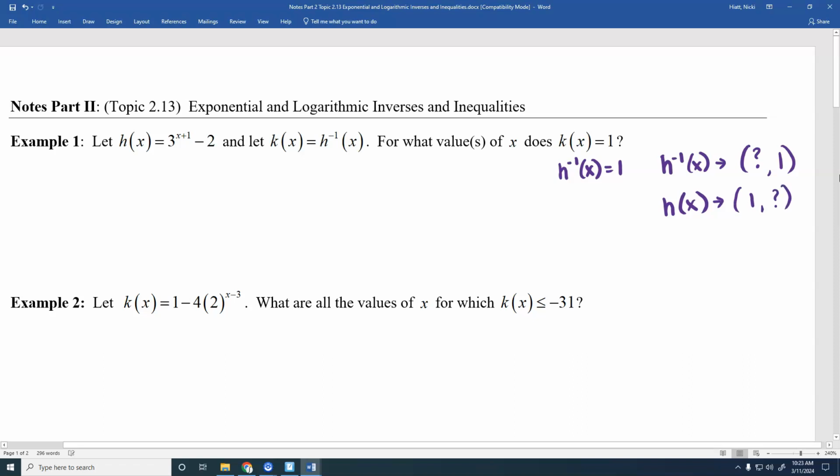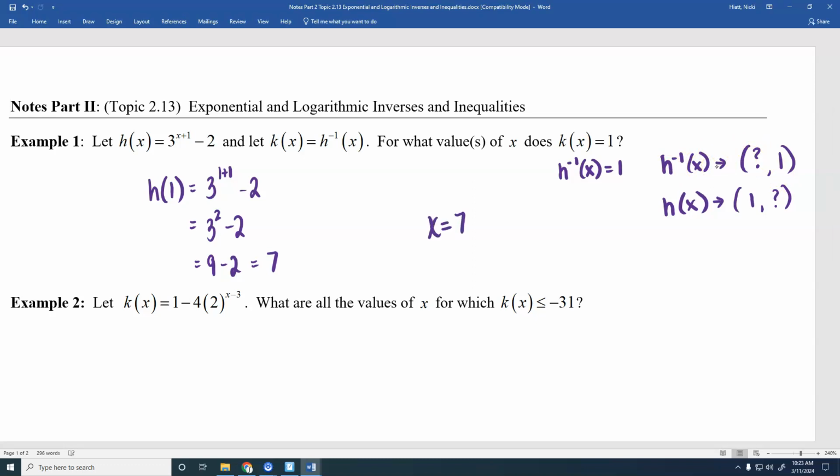1, question mark. So to find this value, the quickest way is just to plug 1 into the original equation. So h of 1 equals 3 to the 1 plus 1 minus 2, that's 3 squared minus 2, which is 9 minus 2, which gives us 7. So that 7 is our y coordinate for h. That means it would be the x coordinate for the inverse. So this would be x equals 7.